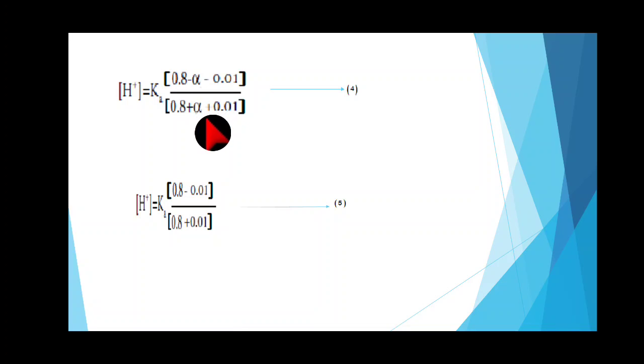In equation 5 you see the alpha is removed. Why? Because when we compare the degree of dissociation with 0.8 molar of buffer solution, the degree of dissociation is negligibly small, the value is very, very small. That's why it is negligible. So we can write 0.8 minus 0.01 concentration divided by 0.8 plus 0.01 concentration.